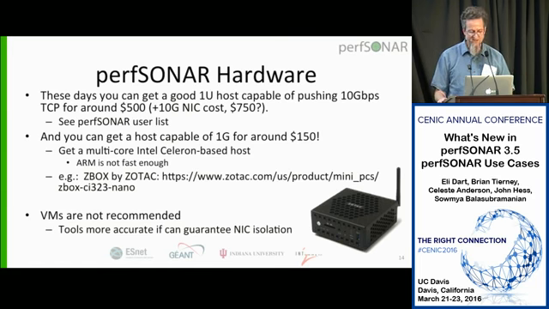And if you only care about a 1 gig host, you can get a pretty good host these days for $150. There's a bunch of new things coming out that are Intel Celeron based hosts. Some folks experimented with this Zotac box at Supercomputing last year and had a lot of experience with it. Some other folks are using something called Odroid-X. But there's a bunch of things in the $100 to $150 range that are Celeron-based that make a good perSONAR host. There are also people playing around with really cheap ARM-based things like Raspberry Pi, but we don't really recommend that. And in general, VMs aren't recommended because it's all about isolation, and you can't really guarantee NIC isolation in a VM. But there are use cases for VMs with perSONAR as well.